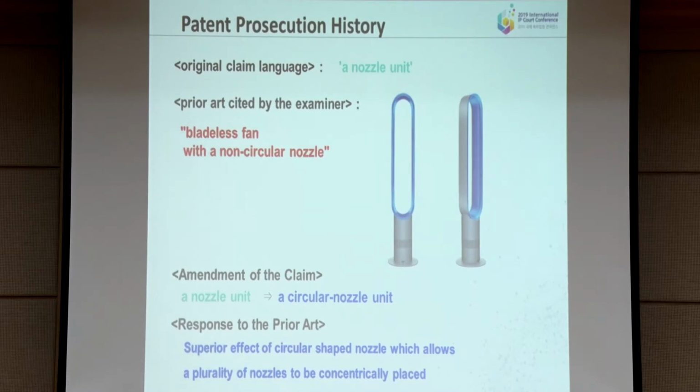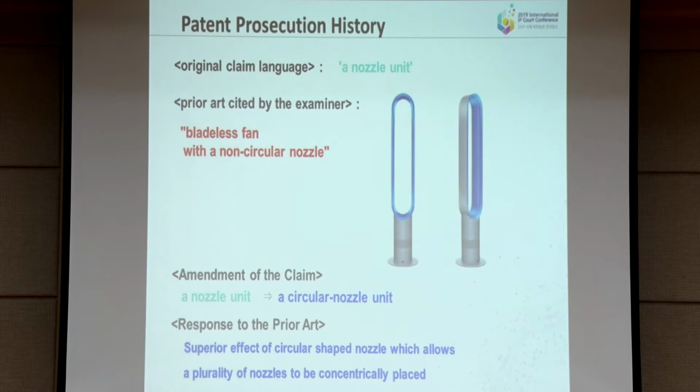The original claim language of element D was a nozzle unit without any limitation. During prosecution, the examiner cited a prior art like this figure, a bladeless fan with a non-circular nozzle. Responding to this prior art, the patentee amended the claim language from a nozzle unit to a circular nozzle unit. In this regard, please note that the patentee amended only the shape of the nozzle and did not specify the number of the nozzle in the claim language.